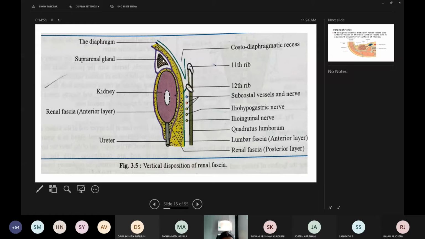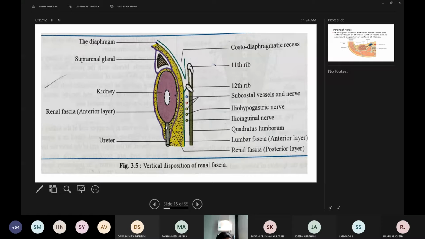Okay. The suprarenal gland and the kidney are enclosed in separate sheaths. So it's not continuous. So when the kidney sinks downwards, it will not pull the suprarenal gland downwards, as they are enclosed in separate sheaths.